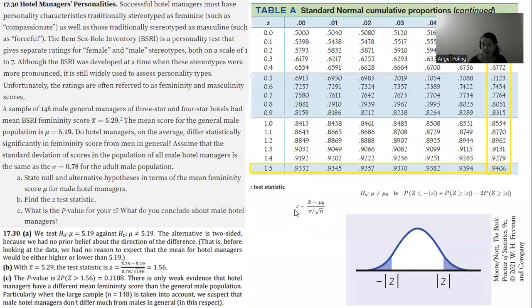Okay, no echo. All right, so there's only weak evidence that hotel managers have a different mean femininity score than the general male population, particularly when the large sample n equals 148 is taken into account. We suspect that hotel managers don't differ much from males in general in this respect.